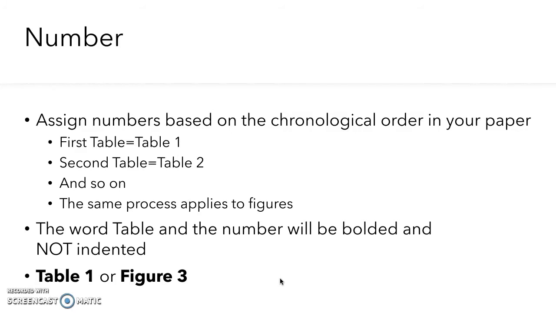Then you'd have, obviously, Table 1 would be number 1, Table 2 would be number 2, and so on and so forth. And then when you actually go to put your table into the document or your figure, you will start off by putting Table 1 or Figure 1, and that will be bolded and left aligned. And again, I'm going to show you guys some examples of this.